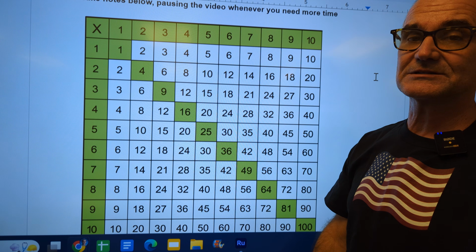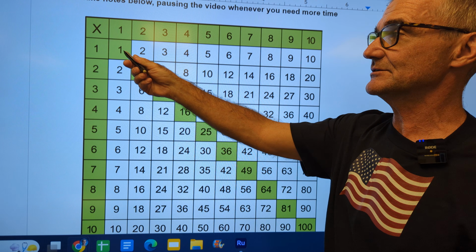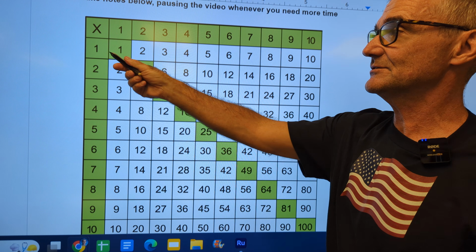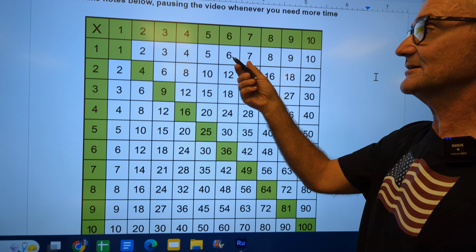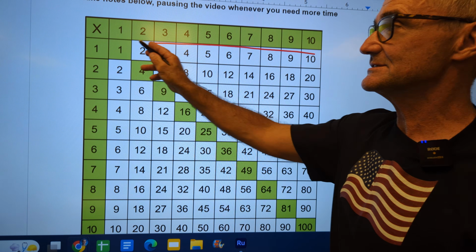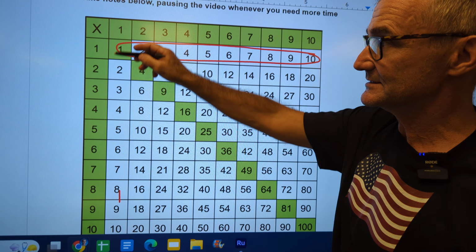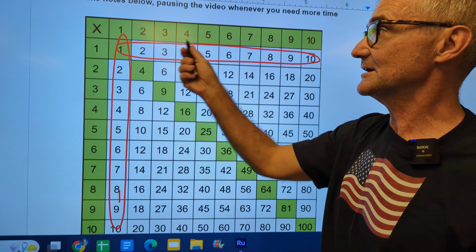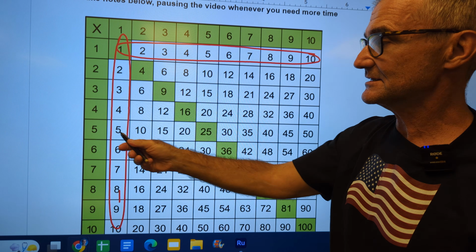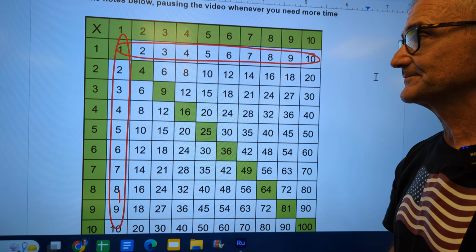Multiplying the ones is really easy. I just write that whole row all over again. 1 times 1 is 1. 1 times 2 is 2. 1 times 3 is 3. 1 times 4, 1 times 5, 1 times 6. So I have my ones down. And this way they're going to be the exact same thing because multiplication is commutative. 1 times 5 is 5, just like 5 times 1 is 5. So that's how I do my ones.